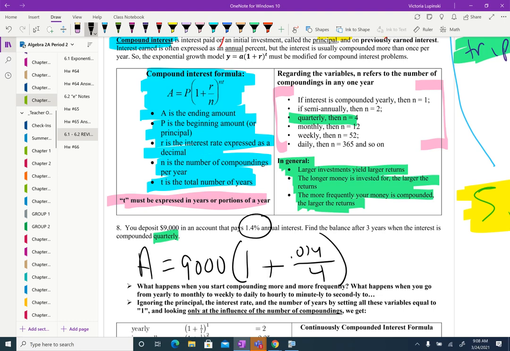N in this case is 4 because there are 4 quarters. And you're raising it to the 4 times 3. And hopefully it makes sense that 4 times 3 is equal to 12.